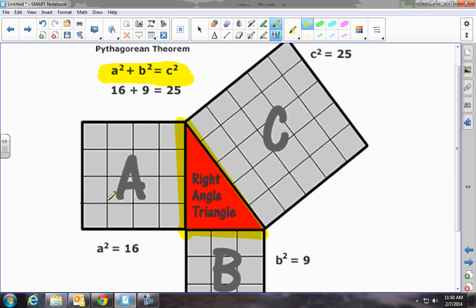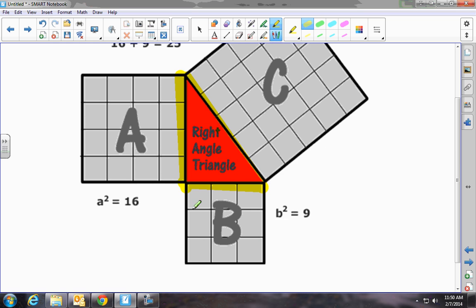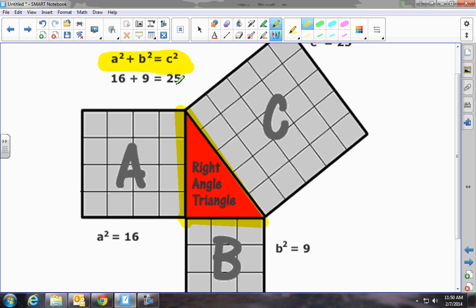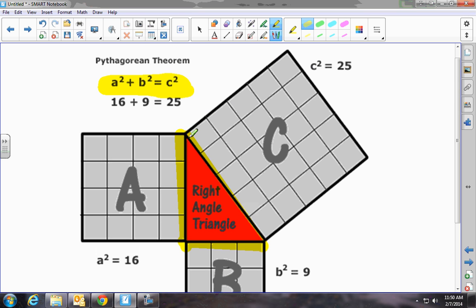And if we square them, well, 4 squared is 16, and there's 16 blocks here. Okay, that's what happens when we square. We do 4 times 4, and we end up with 16. 3 times 3, or 3 squared, is 9. If we add 16 to 9, we get 25, and if we square root 25, we get 5. So we can see that this triangle is a right triangle because a squared plus b squared equals c squared.